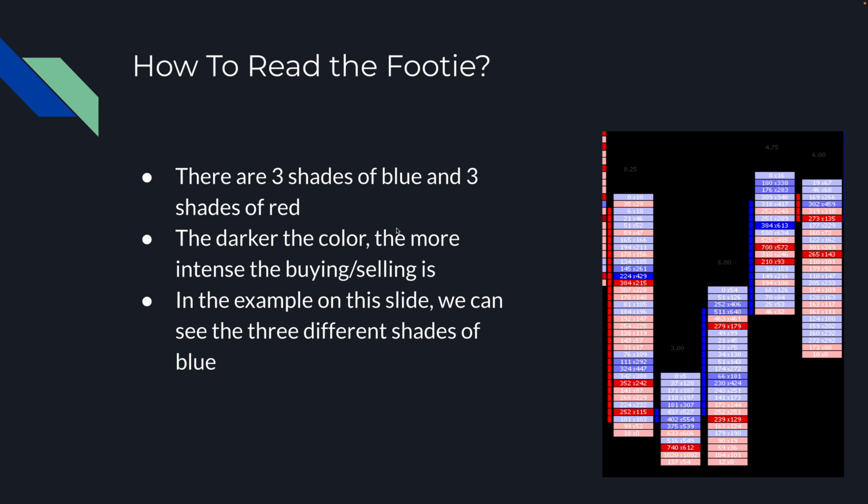So now, how do we read the footprint exactly? Once again, at bid and at ask, but there are 3 shades of blue and 3 shades of red. The darker the color, the more intense the buying or selling is. In this example on the slide, we can see 3 different shades of blue: this light blue, this one a bit darker, and this extremely dark blue.